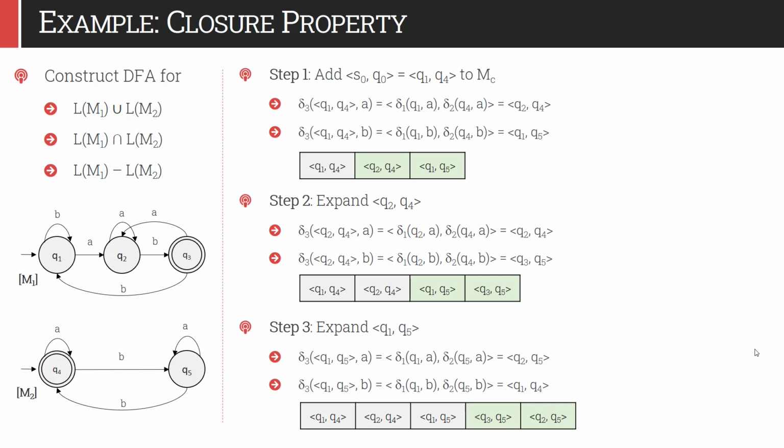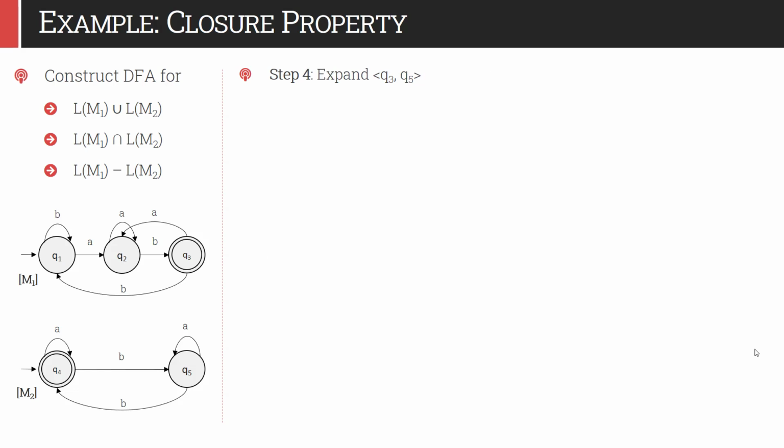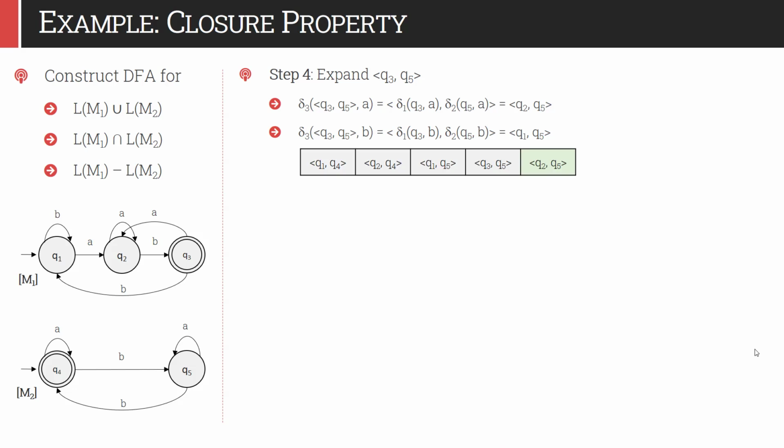Now we will expand the Q3 Q5 state. So again apply delta transitions for input A, which gives us Q2 Q5, and apply the delta transition for input B, which gives us Q1 Q5. If states are the same, we don't have to push them into the Q. If it is new, then we have to insert. So there is no new state. Q2 Q5 is already in Q. Q1 Q5 is already in Q. So no states are added into the Q.